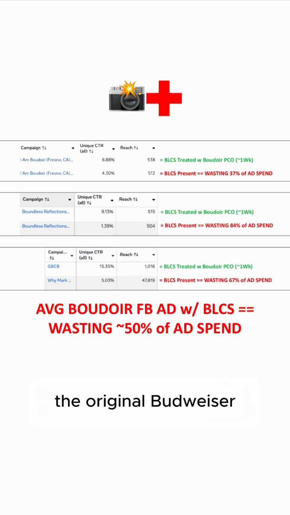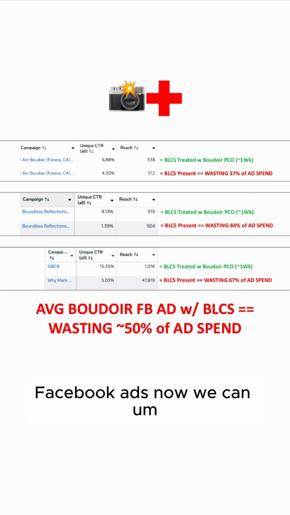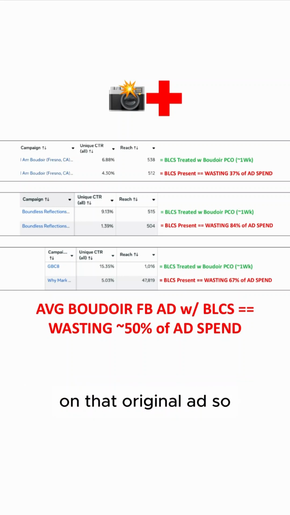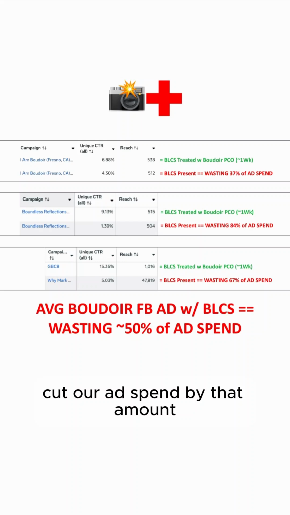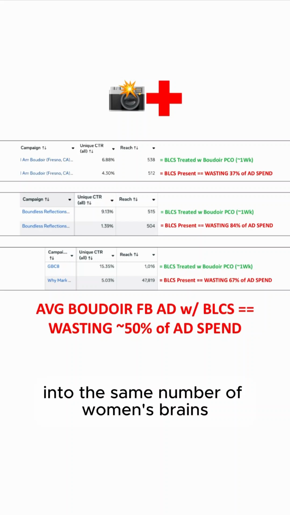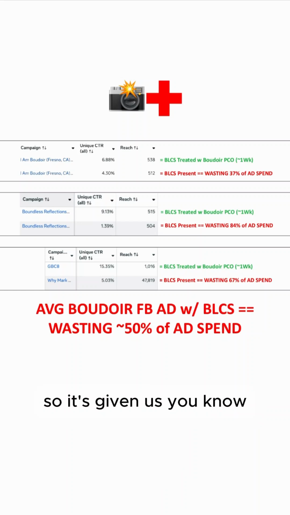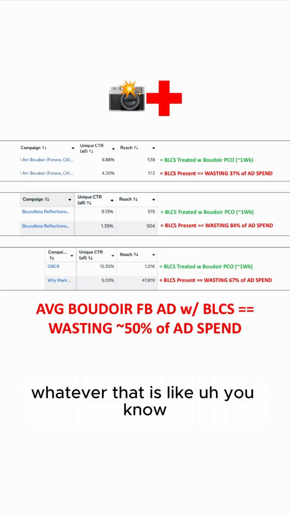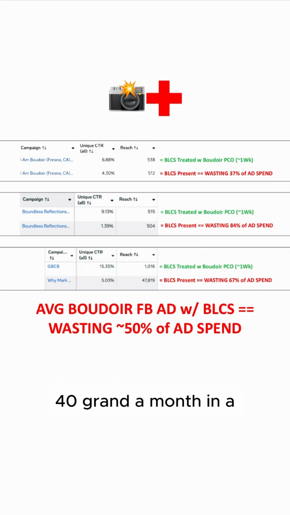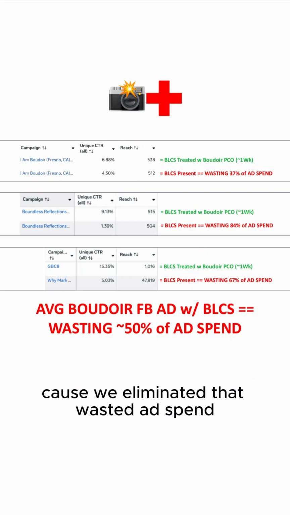So we found out the original boudoir Facebook ad was wasting about 37% of its ad spend. If they're spending 10 grand a month on boudoir Facebook ads, basically 3,700 bucks a month was being wasted on that original ad. So we can cut our ad spend by that amount, pocket it, only spend 6,300 bucks a month, and spend that with the new boudoir pico treated ad, and we're able to get our ad into the same number of women's brains as if the original was still spending 10 grand a month. So it's given us 3,700 bucks a month times 12, like 40 grand a year in phantom profit, or extra profit, because we eliminated that wasted ad spend.